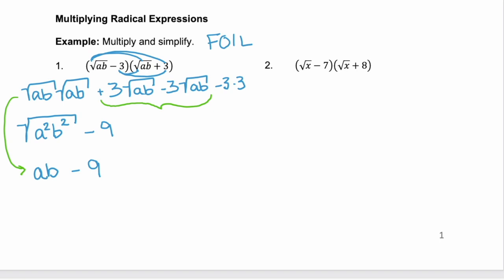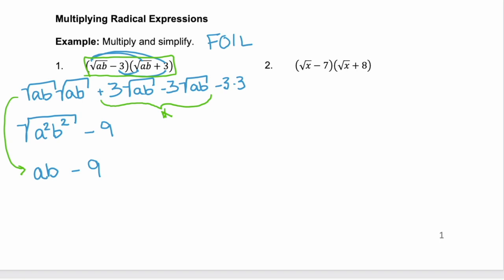Now if you go back to this original expression real quick, notice that we had the square root of AB minus 3 times the square root of AB plus 3. If you remember back to when we learned factoring, this is what the difference of squares factors out to. So we know from factoring the difference of squares that those two middle terms will always cancel each other out, which is what happened here with the plus 3 square root of AB and the minus 3 square root of AB. It's okay if you have to just FOIL. Sometimes I just FOIL to make sure.